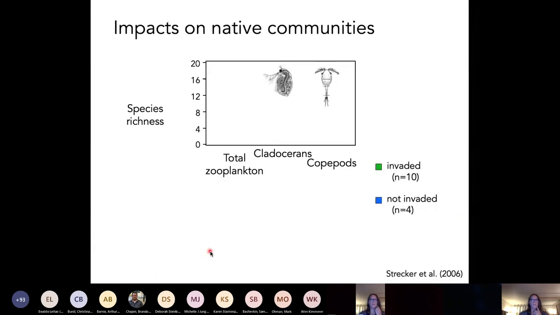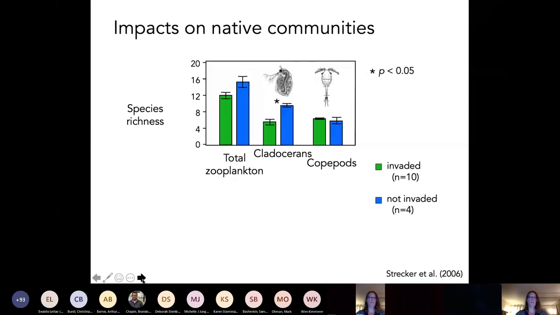Okay, so I want to talk a little bit more now about how Bythotrephes affects native communities. This is work that we went out and surveyed. It was supposed to be 20 lakes, but six of those lakes were actually invaded. So we ended up with 10 invaded lakes and four non-invaded lakes. And we looked at species richness of total zooplankton. So the invaded lakes are in the green, non-invaded in the blue.